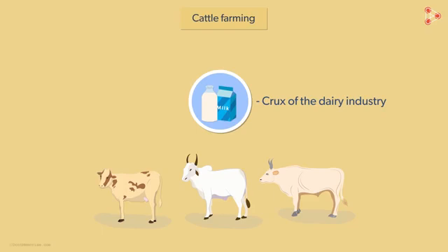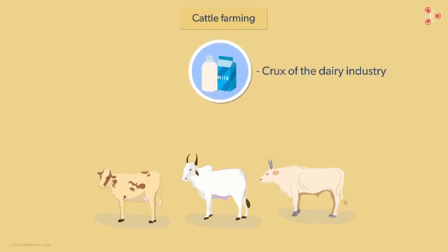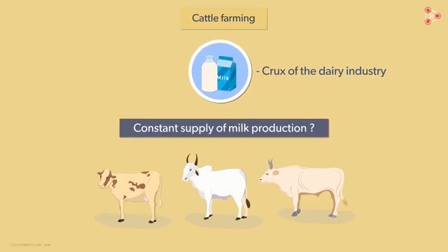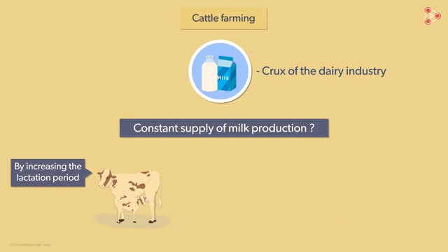However, the milking period of milch animals is very short. How do farmers ensure a constant supply of milk production throughout the year? This can be done by increasing the lactation period of these animals. What do we mean by the lactation period? This is the period during which the mother feeds the young cattle.